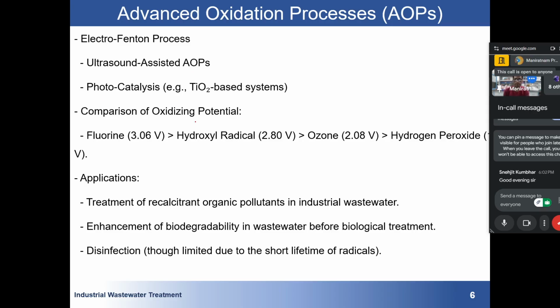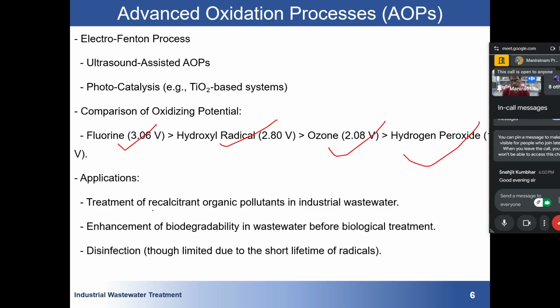Now fluorine is also used. If we look into the oxidizing potential, then fluorine is very oxidizing in nature. Then we have the hydroxyl radical. Then we have ozone. Then we have hydrogen peroxide, that is H2O2.